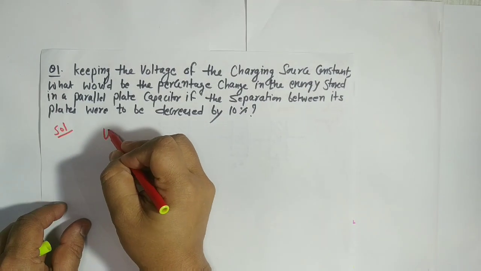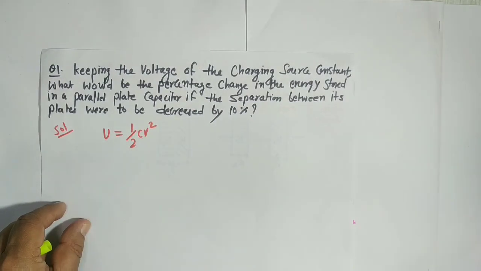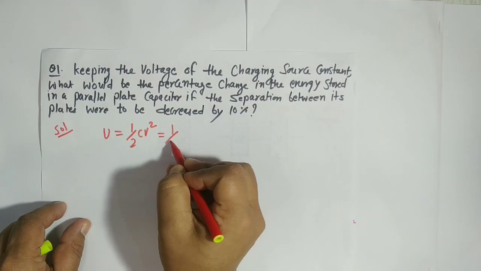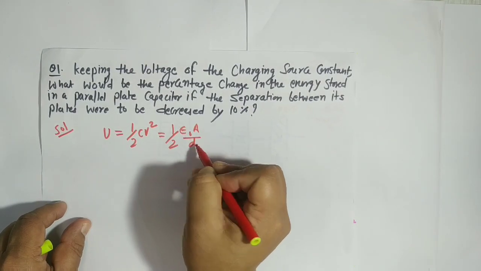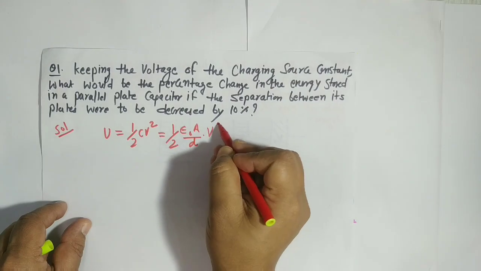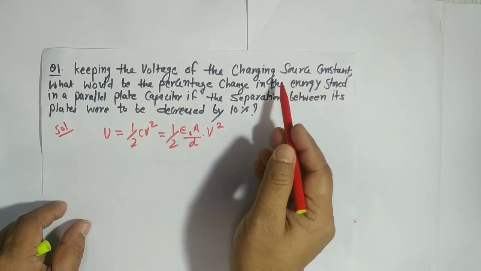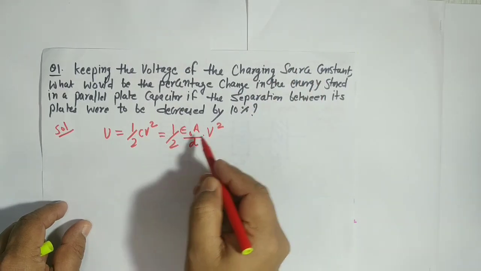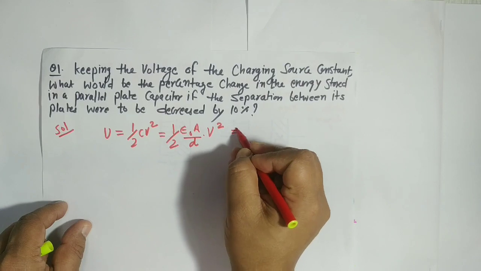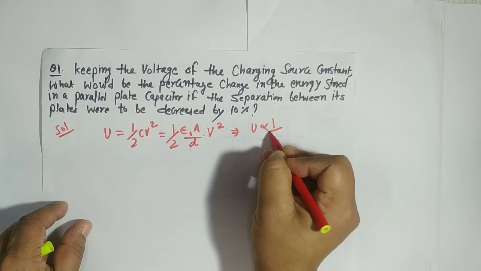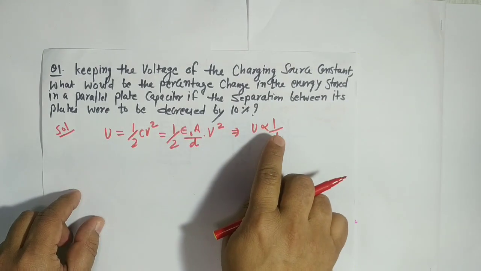We all know the formula of energy is half CV squared. And I think all of you know C can also be written as epsilon naught A by D, so U equals half epsilon naught A by D into V squared. Keeping the charging source, that is the voltage, constant, epsilon naught and A are also constant. That means we can say that U is inversely proportional to D. Now the distance is decreased by 10%.